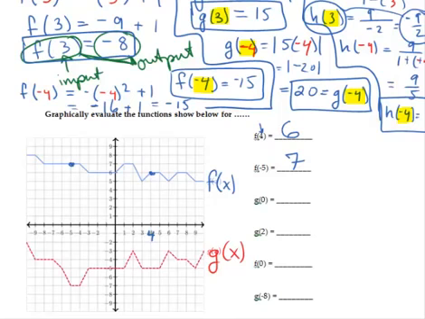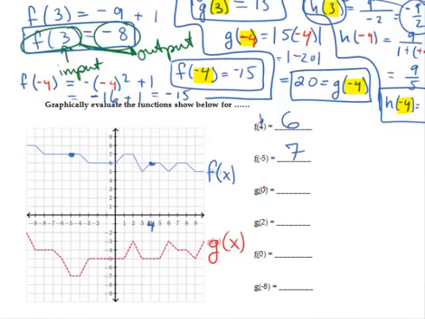Let's look down at your g of x graph. What about g of 0? So here's 0. X is 0, so our y is negative 5. G of 2. Here's 2. There's the point. So g of 2 is negative 3.